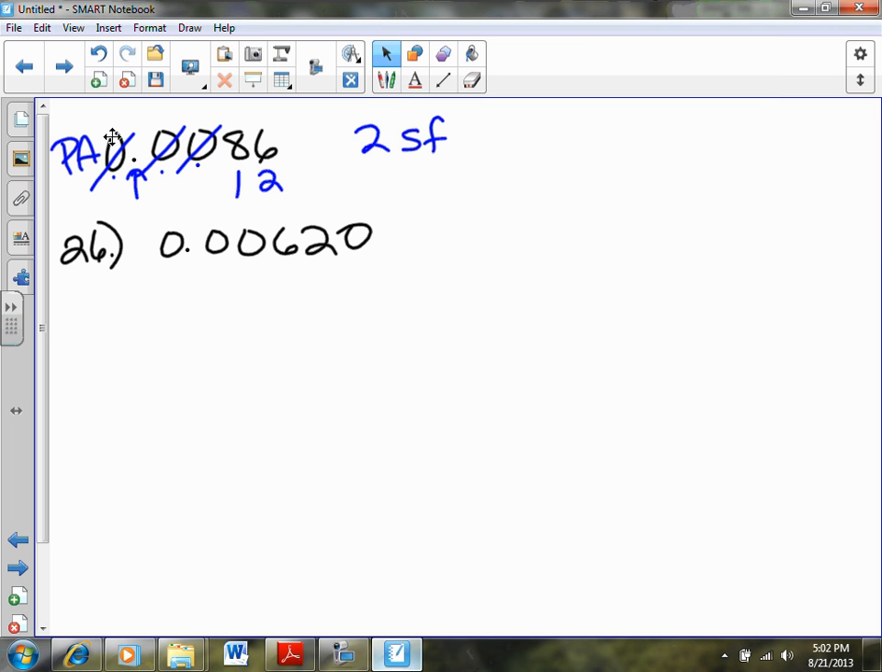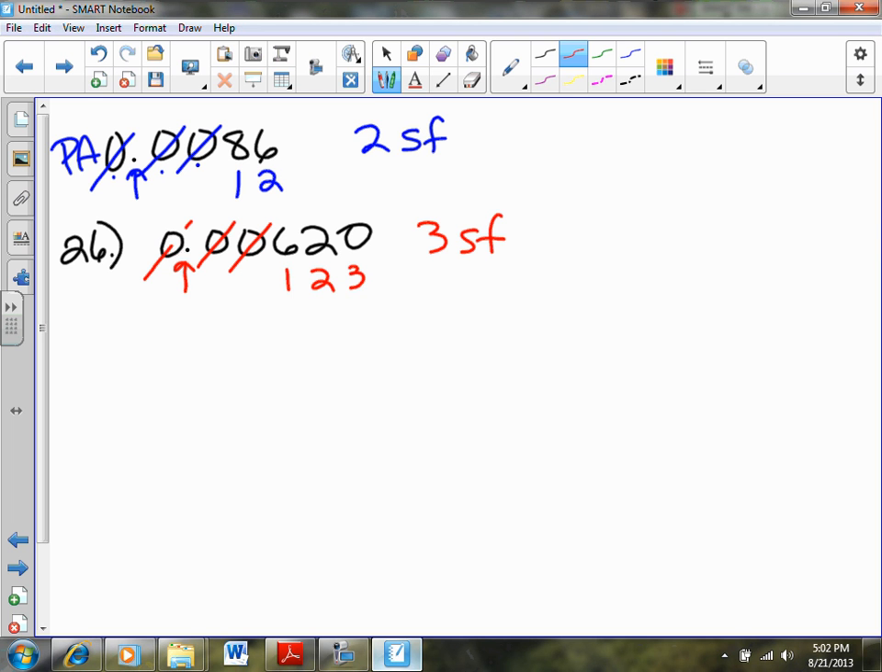0.00620. Again, the Atlantic-Pacific rule: this is going to be the Pacific rule because it has a decimal. So you start on the left-hand side and you count, starting with the first non-zero digit. That doesn't count, that doesn't count, that doesn't count. 1, 2, 3. This has 3 sig figs. Let me work one more for you.